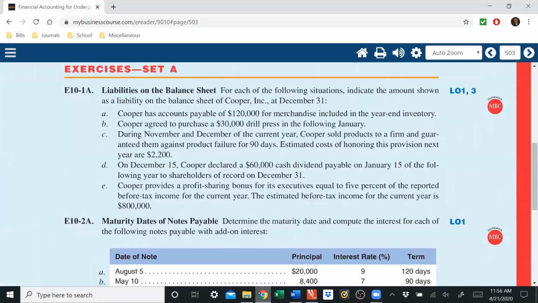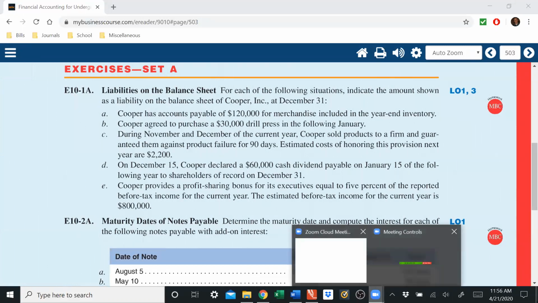So that's the exercise 10-1A. Are there any questions regarding this particular exercise?